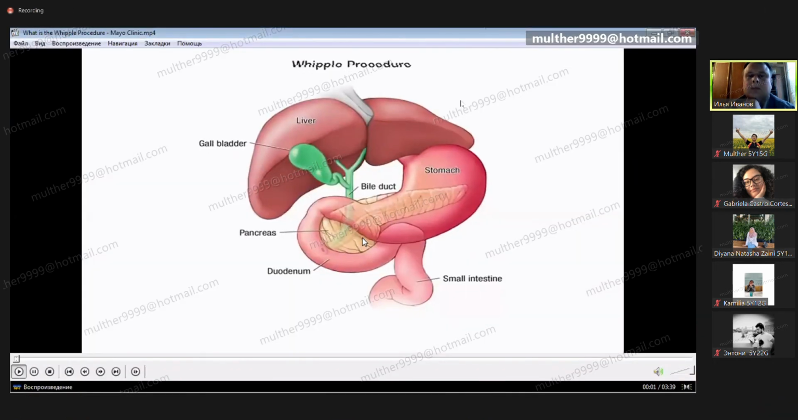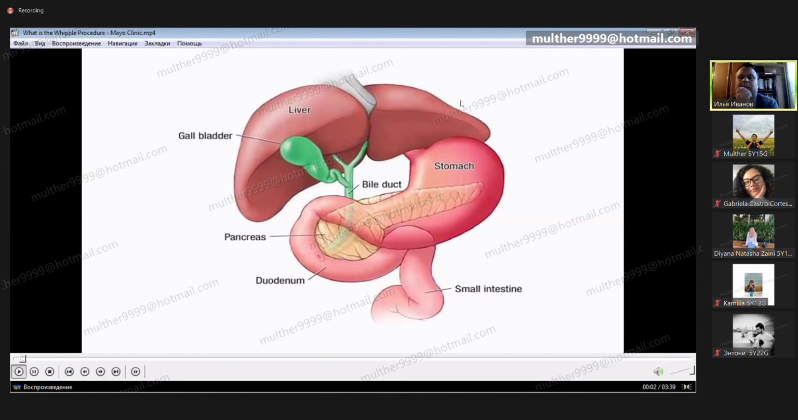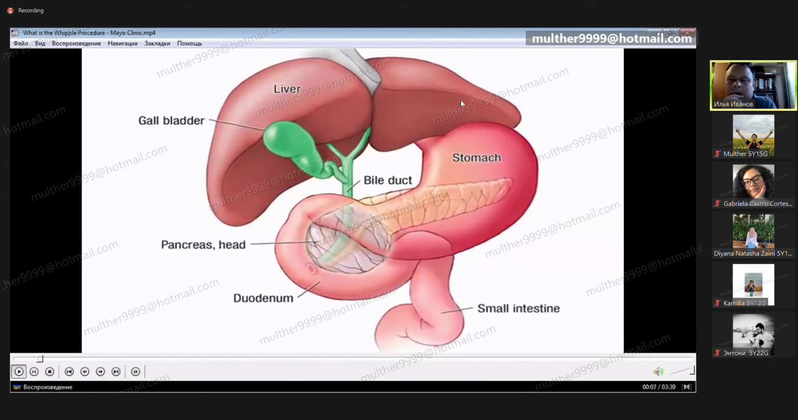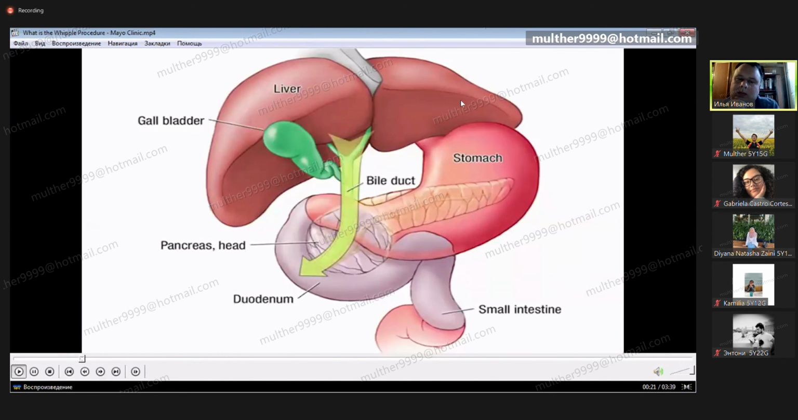Discussed the Whipple procedure, or pancreaticoduodenectomy. It's a very complex procedure, and that is because we need to take the head of the pancreas out, and the head of the pancreas has a very intrinsic relation with the intestine, or the first part that we call duodenum, as well as with the bile duct.